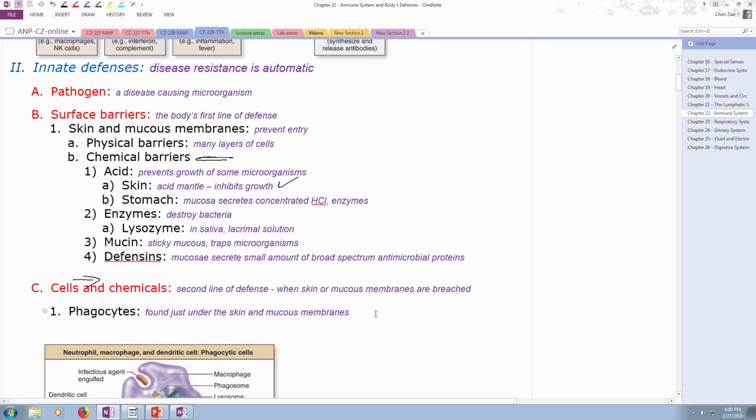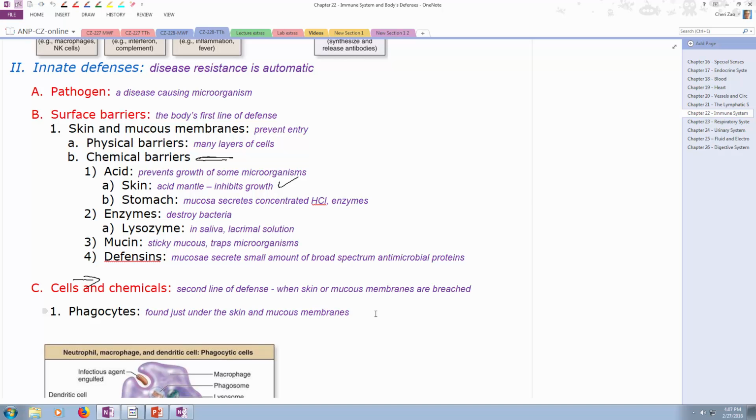Mucin. Mucin is really sticky, thick, viscous mucus, and it is going to be more common in our respiratory airways. It helps to trap bacteria, doesn't allow them to actually wiggle around and get out. We also have some mucin in our eye secretions.